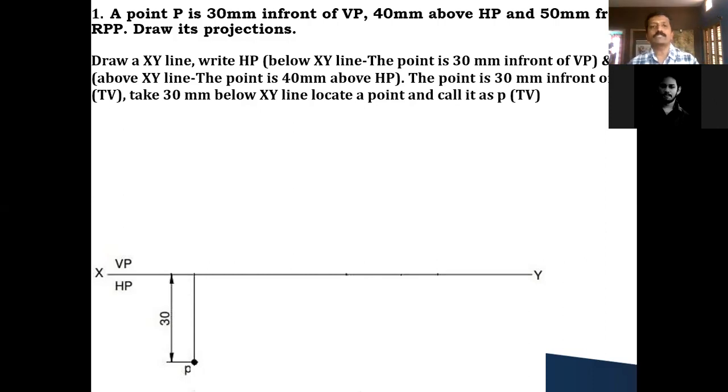Now you start drawing the XY line. All these lines should be very thin lines. This is not our object; only our object should be made thick. Draw an XY line like this.